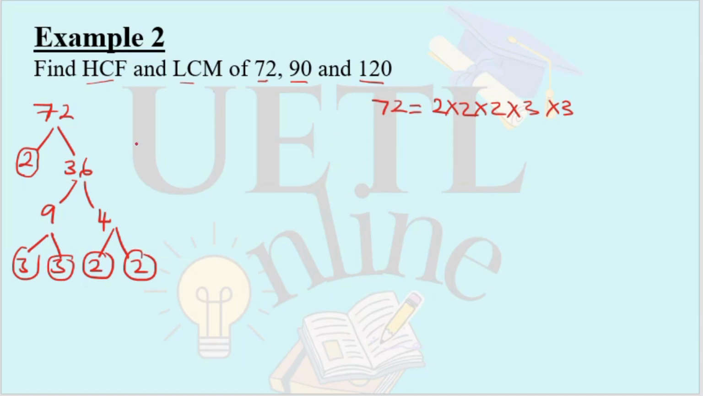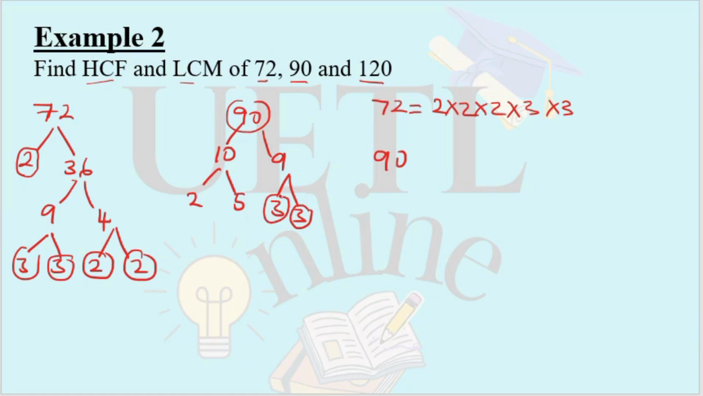Let's go on to the next, which is 90. This one is easy. You just say 10 and 9. Any factors you know, you just start with those, then it becomes easier. The factors of 10 are 2 and 5. Make sure that if you multiply these numbers, you get the original number. Here 9 is 3 and 3. So 90 equals 2 times 3 times 3 times 5.